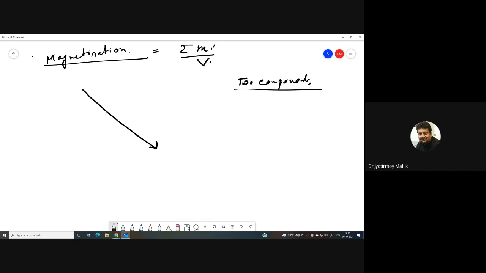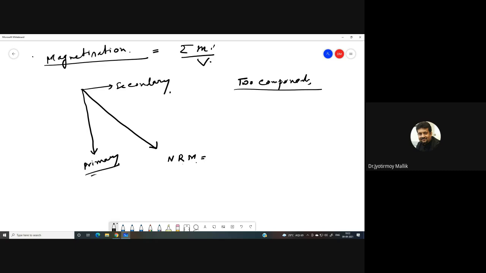Now, if I take out a rock simply, and then I measure the magnetization, that is what we call NRM, or natural remanent magnetization. NRM would have two components. One we call the primary component. The other one we call the secondary component.